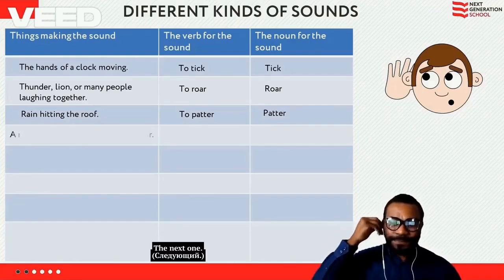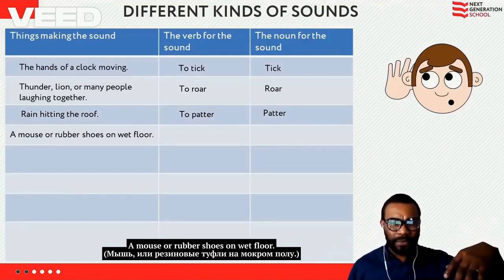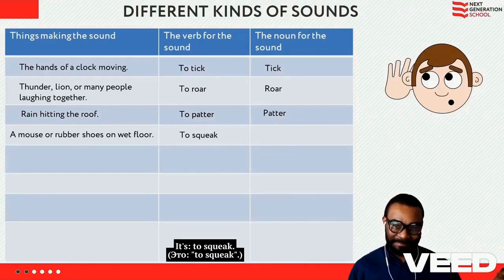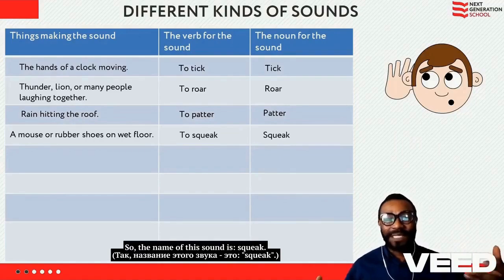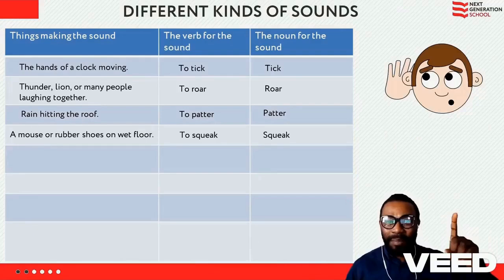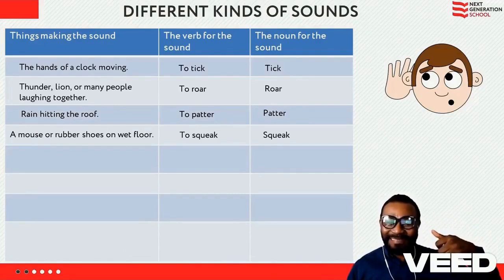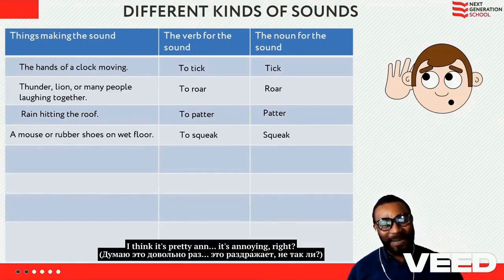The next one, a mouse or rubber shoes on wet floor. So what is the verb for this sound? It's to squeak, right? And the noun is just squeak. So the name of this sound is squeak. Maybe we can listen to this sound. That is squeak. I think it's pretty annoying, right?